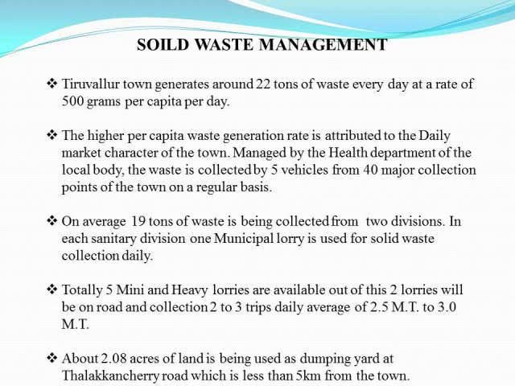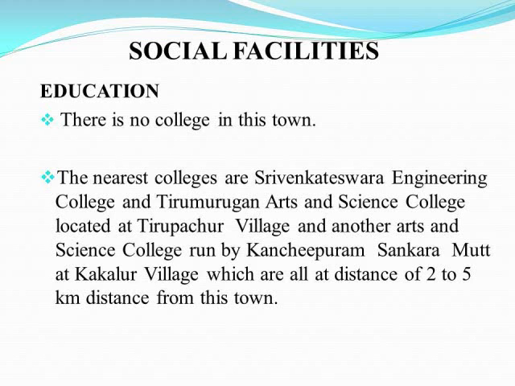In each sanitary division, 1 municipal lorry is used for solid waste collection, and totally 5 mini and heavy lorries are maintained by the municipality. About 2 acres of land is being used as dumping yard at Talakancheri Road, which is less than 5 km from the town. Next is the social facilities.